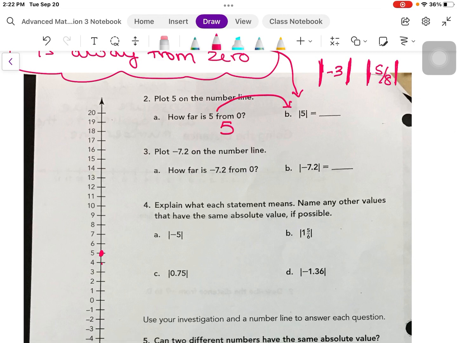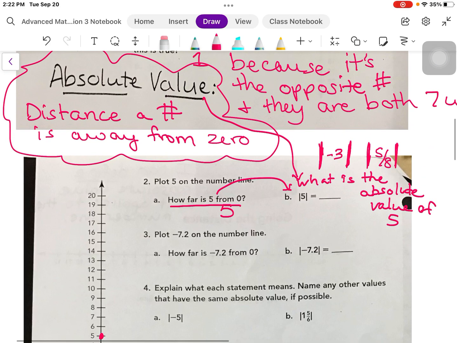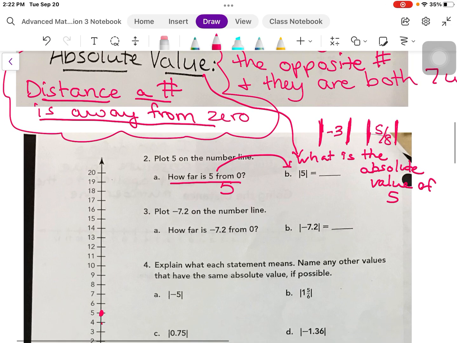This says the same thing as the words I just said. This says, what is the absolute value of 5? In other words, what is the distance away from 0? Absolute value of 5 is 5.